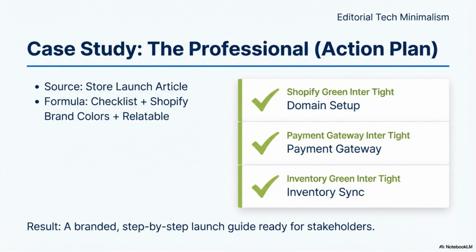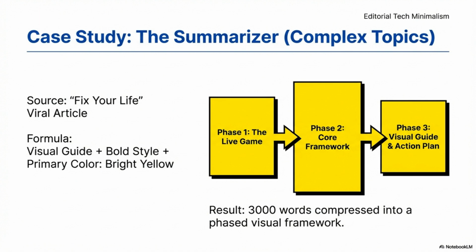In the professional action plan case study, the formula used a checklist, brand colors, and a relatable style. The result is a branded, step-by-step launch guide for stakeholders. For the summarizer case study on complex topics, a visual guide with a bold style and bright yellow primary color was used. This compressed a 3,000-word article into a phased visual framework.